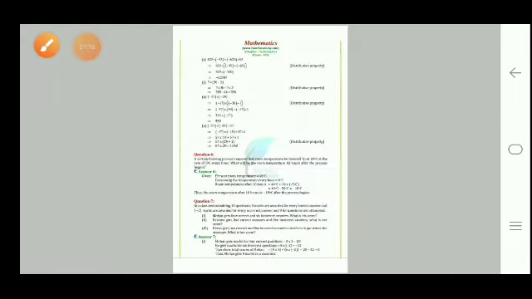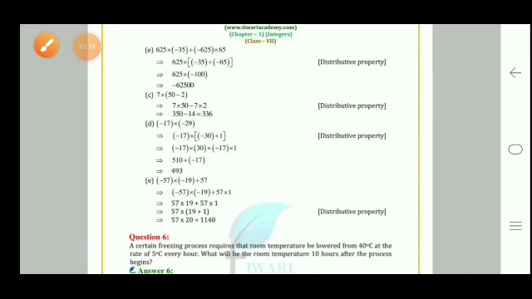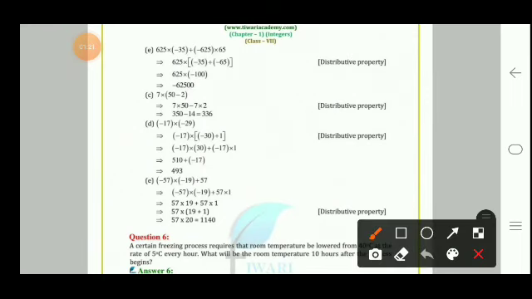Then moving towards the next part, that is the E part. In the E part, if you see here, we have 625 into minus 35 plus minus 625 into 65. So we have 625 into minus 35 plus minus 65. So that is minus 100. So minus 62500 is the answer. This is distributive property again. Now 7 into 50 minus 2. So we can write here 7 into 50 minus 7 into 2. Again, you are using the distributive property here.